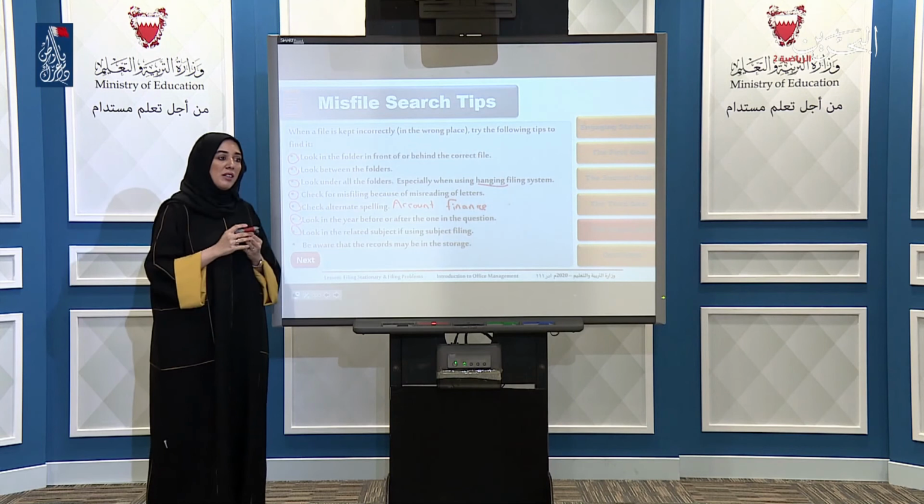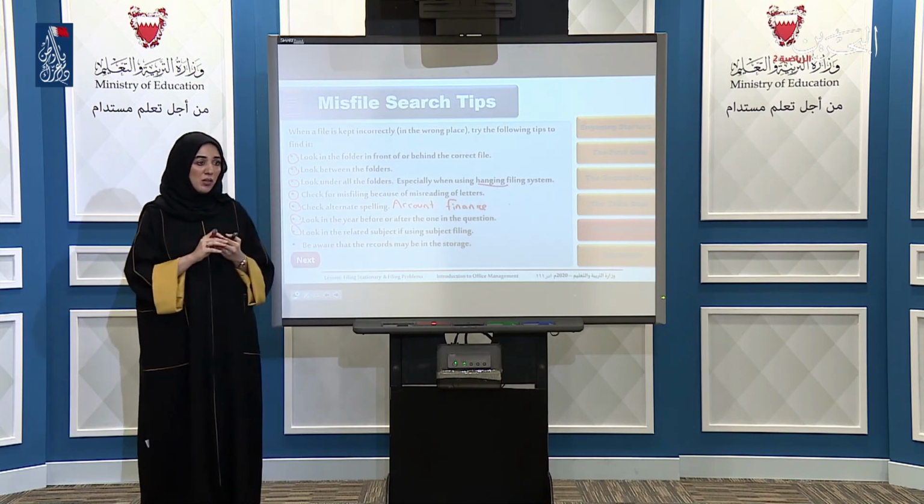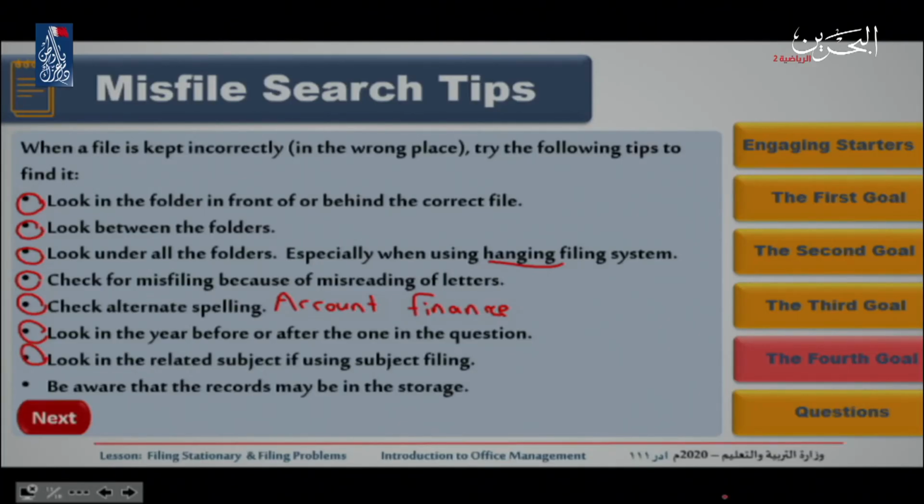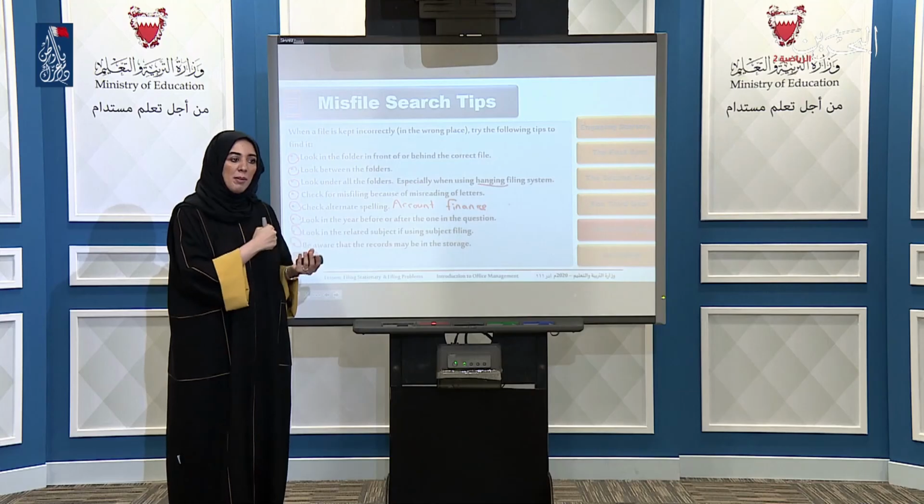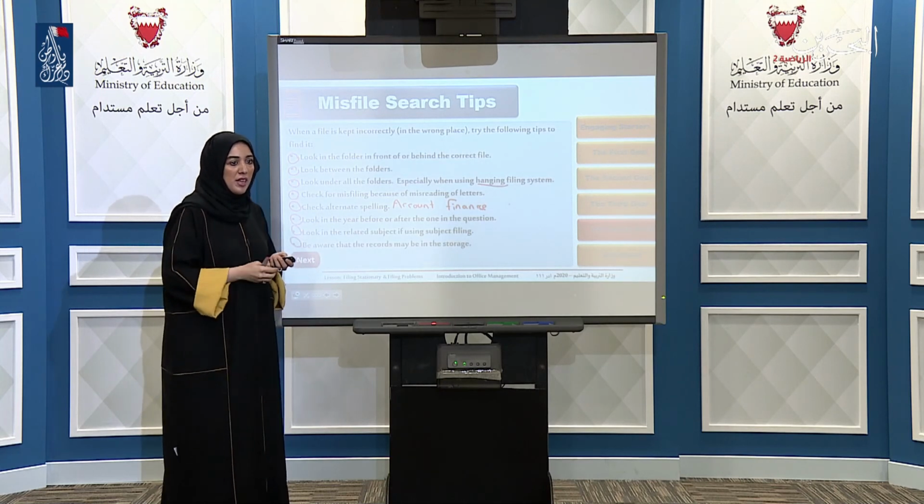Look at the related subject if using subject filing. If this is under, for example, the account filing, look under the account filing. Maybe you put it inside. The last one, be aware that the records may be in the storage, or maybe it's a dead file because we don't need it anymore. So instead of wasting your time, go to the storage and check. Maybe it's there because we don't need it anymore.